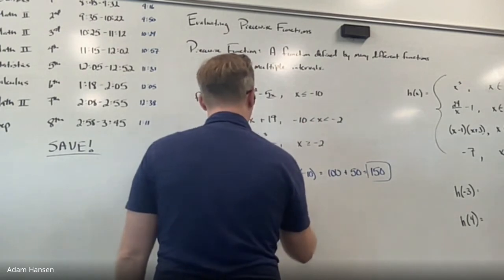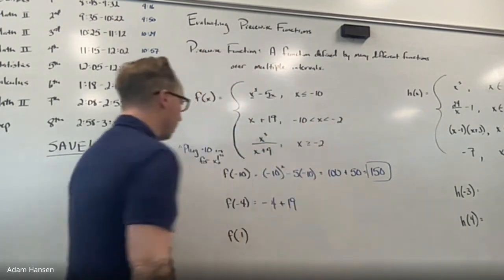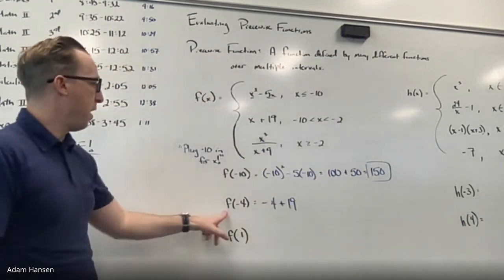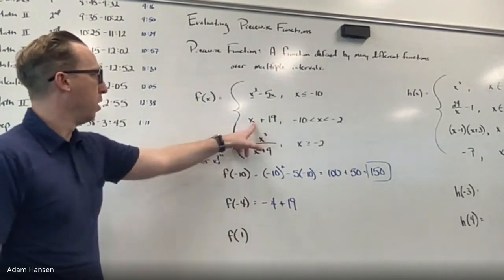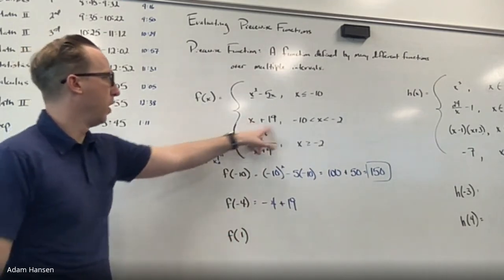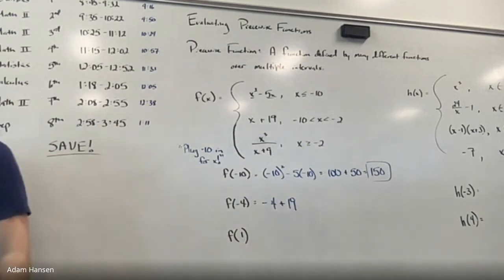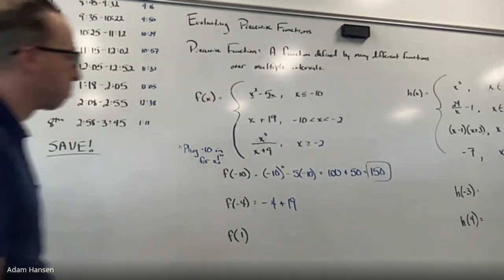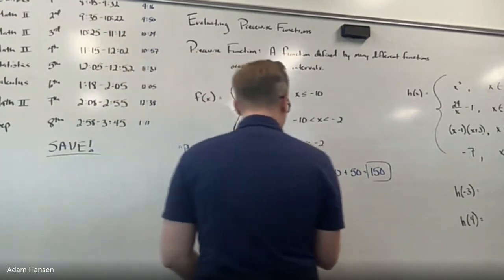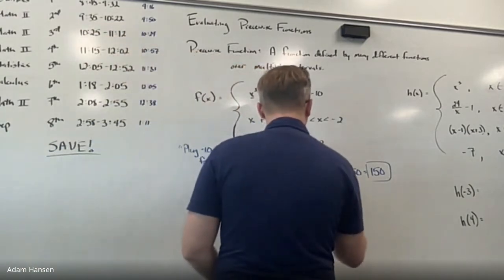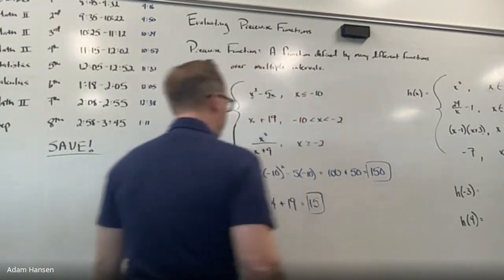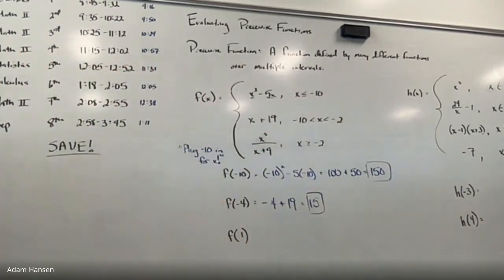Negative 4 plus 19. To find the value of f when x equals negative 4, plug negative 4 in for x in x plus 19. Negative 4 and 19 combine to make what? 15, it's just 19 minus 4. That's not 19 plus 4. This is 19 minus 4.